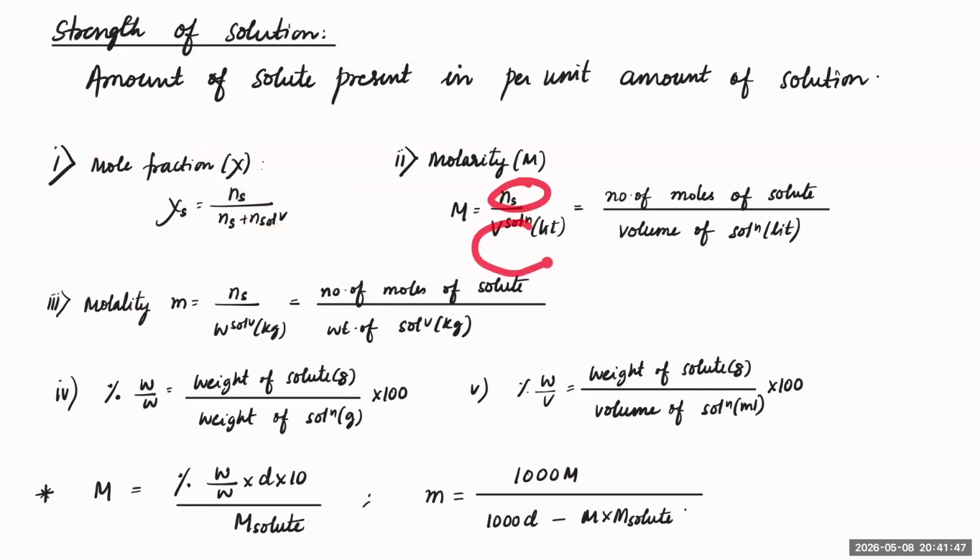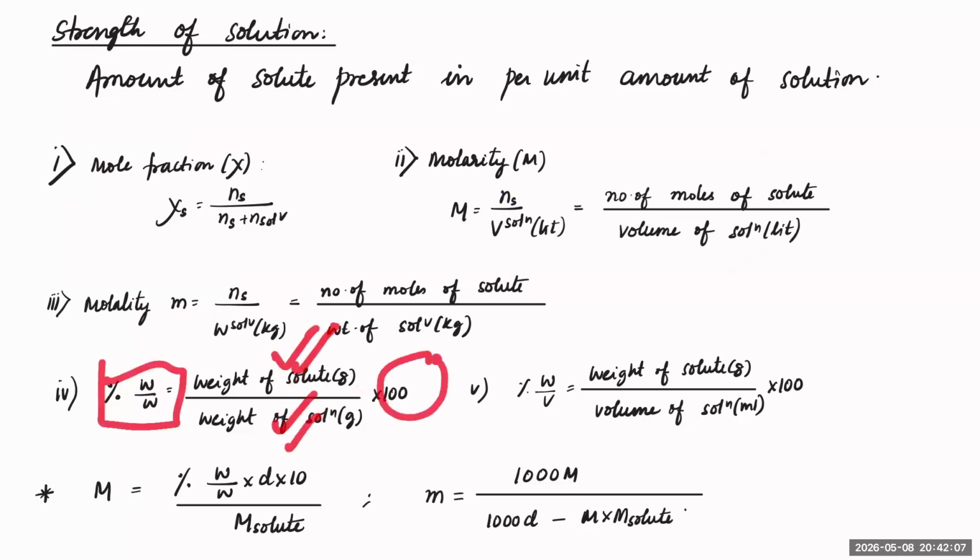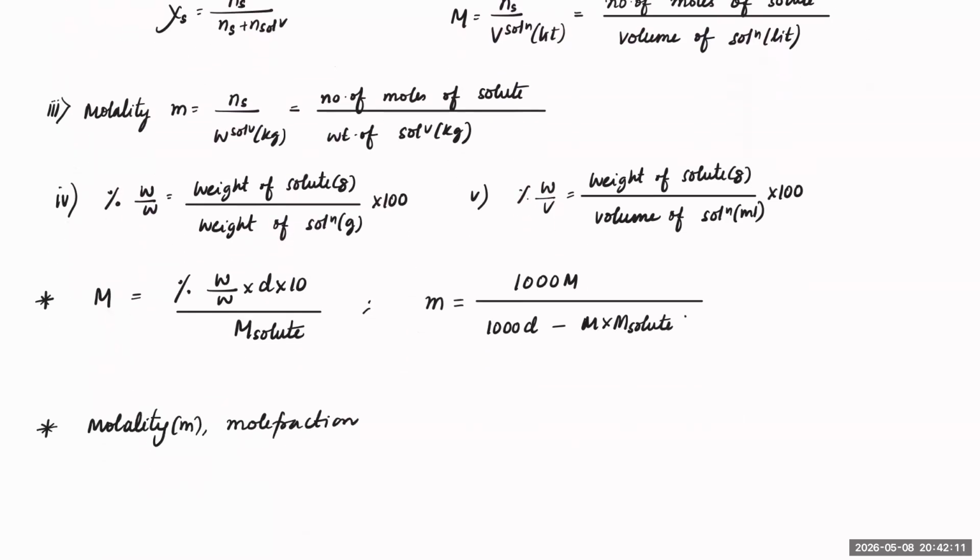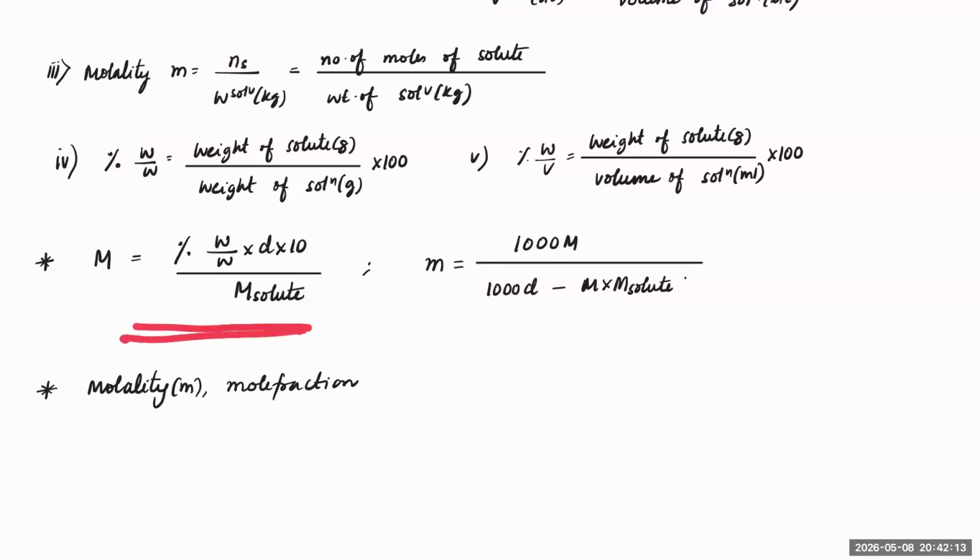number of moles of solute by volume of the solution in liters. Molality, we also came across the definition, number of moles of solute by weight of the solvent in kgs. And then percentage weight by weight. This is percentage composition where we are talking about weight of solute by weight of solution into 100. Same goes with percentage weight by volume. These two are other important terms which you need to always remember. This is all something which we learned in mole concept already.